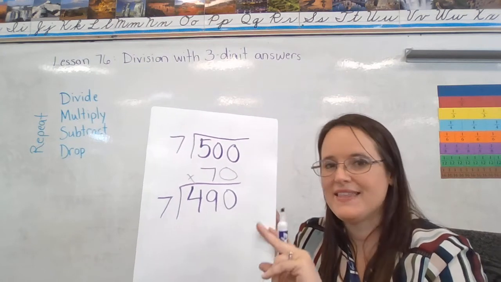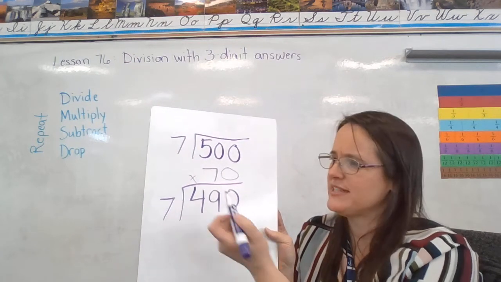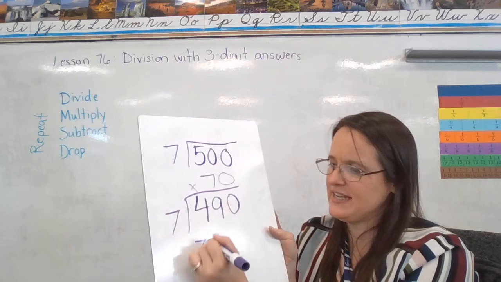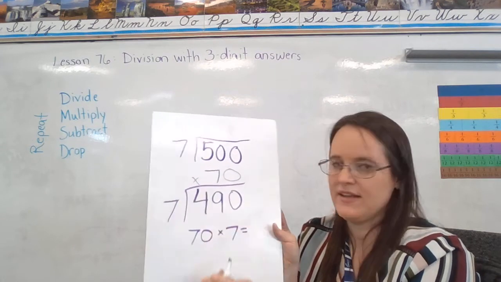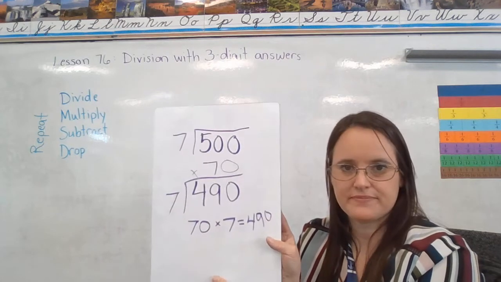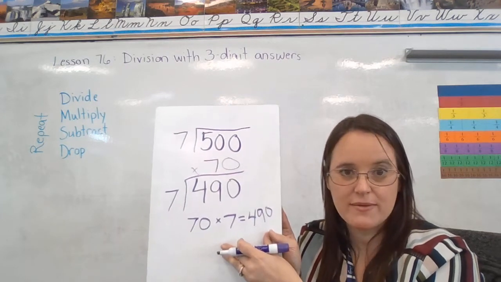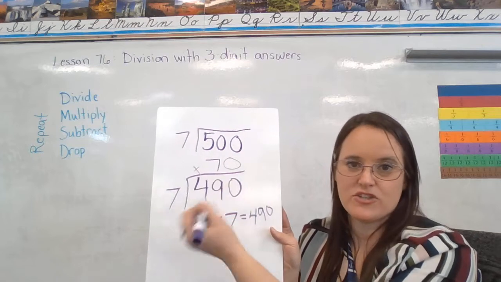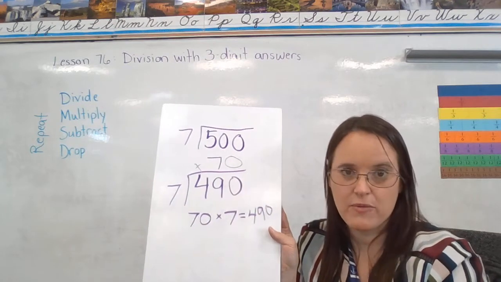I can say 70, and I can think about it the opposite way too, saying I know that 70 times 7 is going to give me 490. So I can use that to check my estimation, or even to try to solve this without writing all that work down.